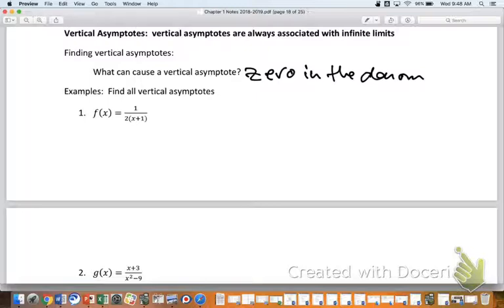So if you would, take a look at number 1. f of x is equal to 1 over 2 parentheses x plus 1. Please note here that nothing cancels between the numerator and the denominator. And so we will have a vertical asymptote wherever the denominator is 0. So the way you'd handle this is you would just say 2 parentheses x plus 1 equals 0. Fairly easy to solve. End up with x equals negative 1.